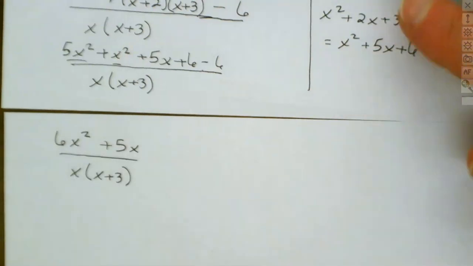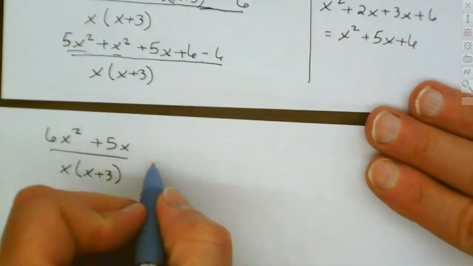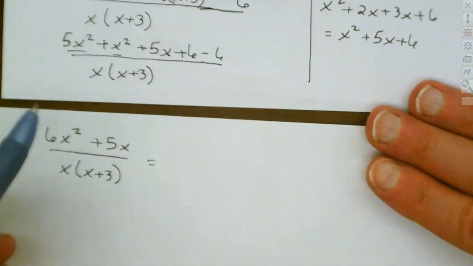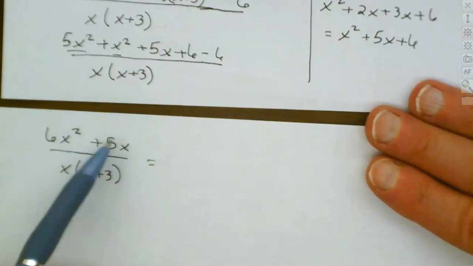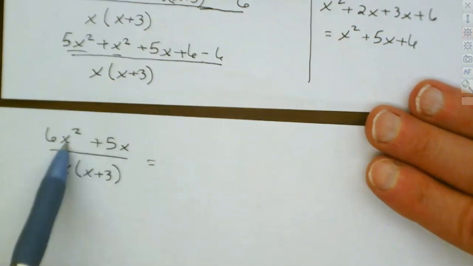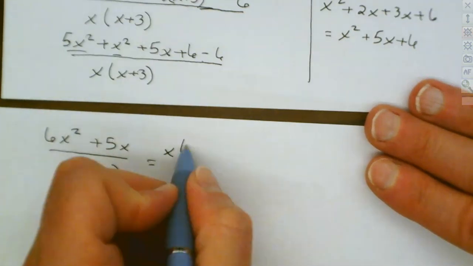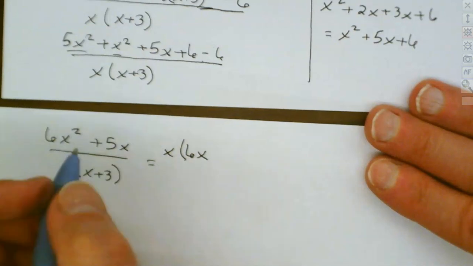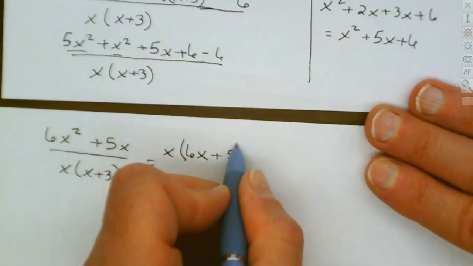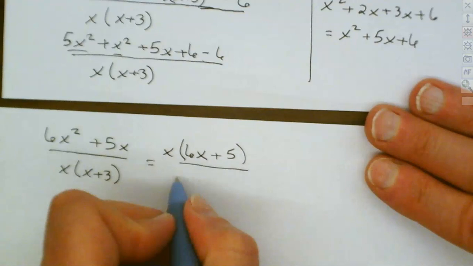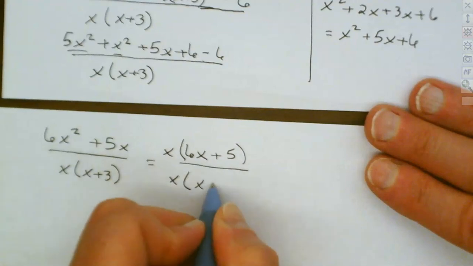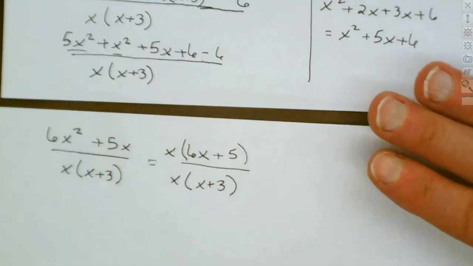Now, we are not completely done yet because you always have to make sure that you can't factor. I think in the numerator, if we look here, these both have the variable x in common. That leaves you with a 6x plus 5 over x times x plus 3.